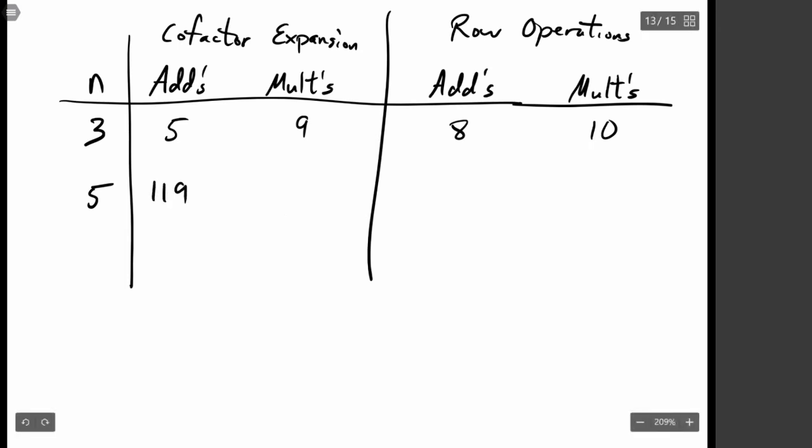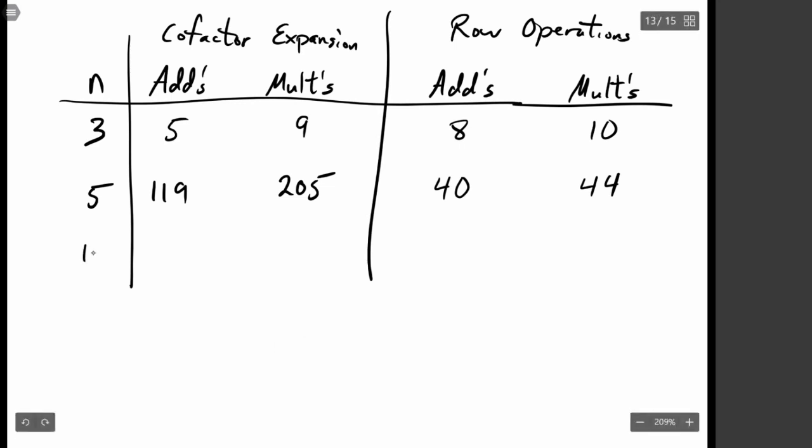We could have to do up to 119 additions and up to 205 multiplications. All right, that's a lot. Depending on what your matrix looks like, that's a lot of steps. Let's look at row operations. We could have to do at most 40 additions and at most 44 multiplications. Now hopefully you can start seeing the advantage.